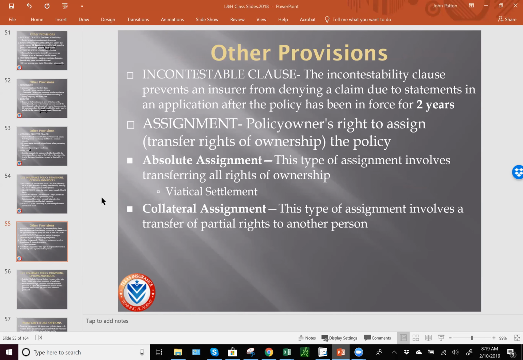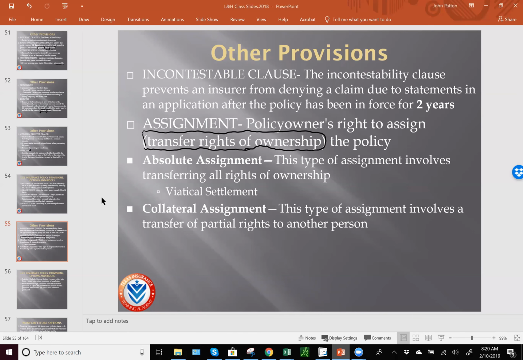Next is the assignment provision. The word assignment means transfer of owner's rights. Okay, that's really the definition I want you to have. Transfer of owner's rights. There are 2 ways that owner's rights could be transferred or a policy assigned.